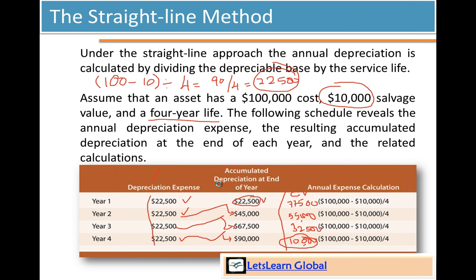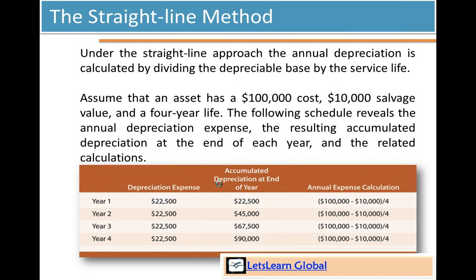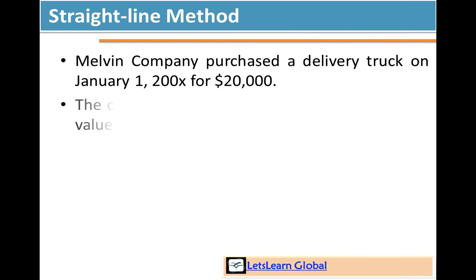So under the straight line method, the depreciation value is calculated using a formula: the cost of the asset minus salvage value divided by estimated life. Now I'll give you one more question.